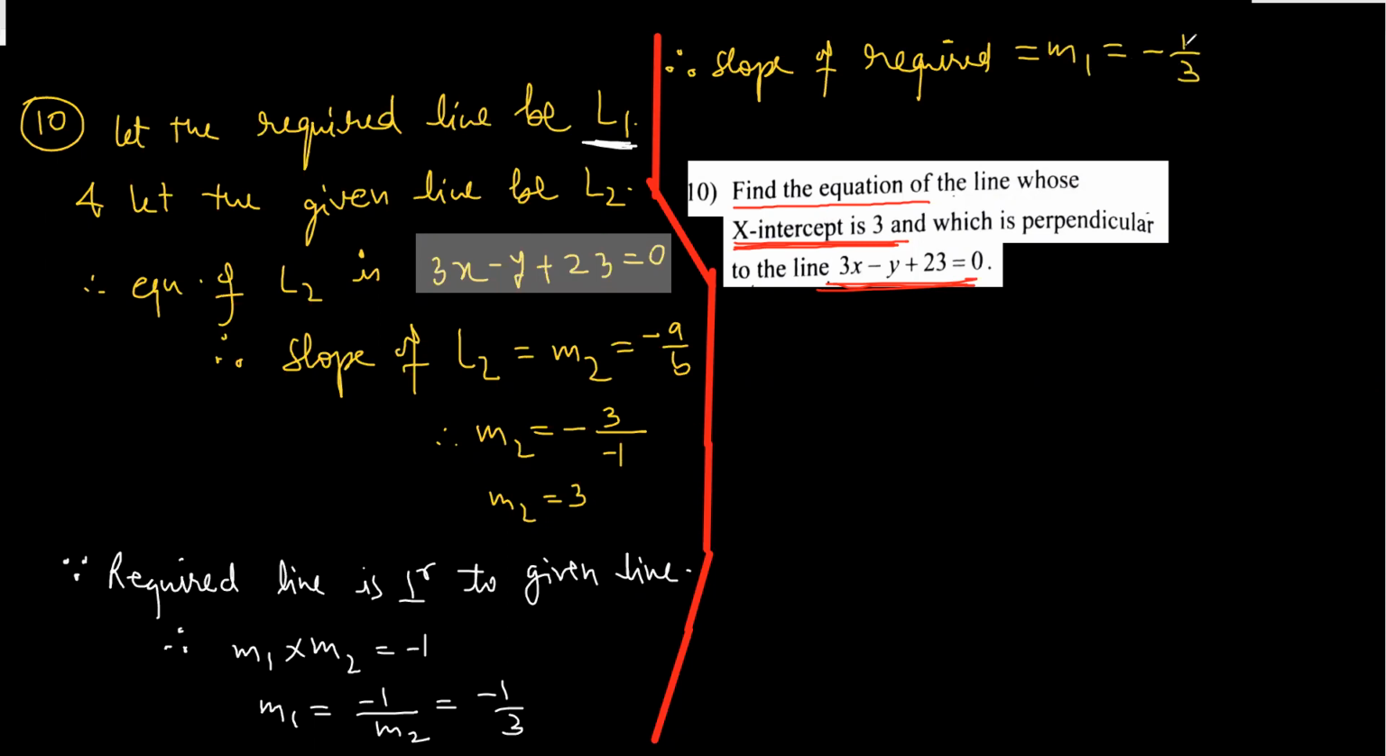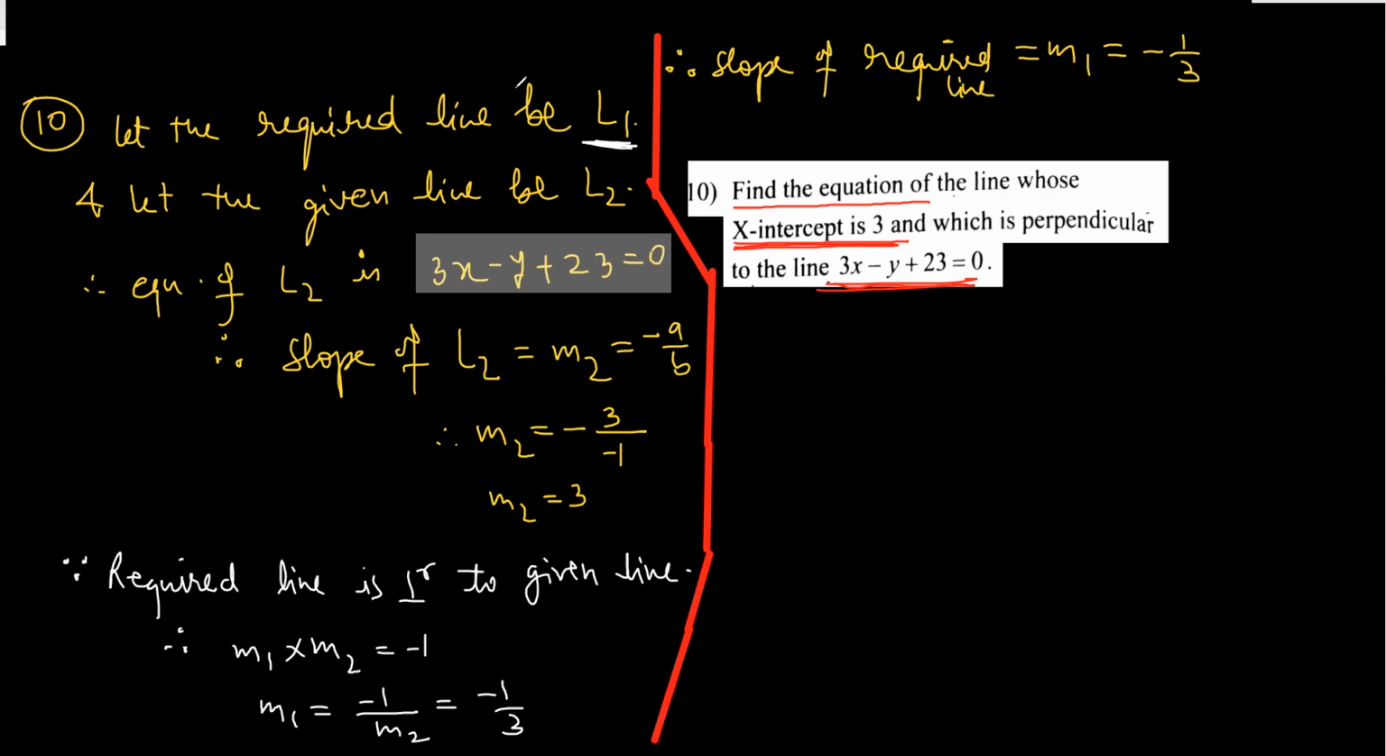Tell me, just by having the slope, can you get the equation of a line? Not possible. Slope of the required line is m1, which is minus 1 by 3. Only by having the slope, you cannot get the equation. What you need is one point on the required line. How will you get one point?